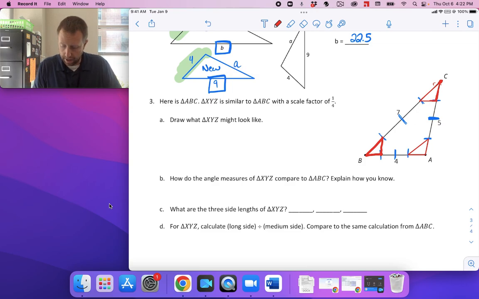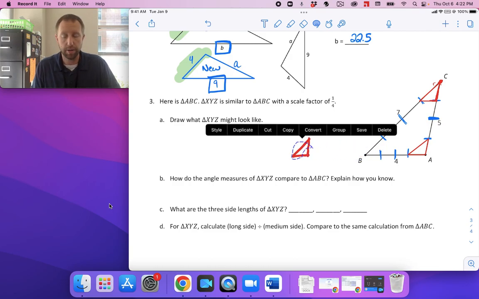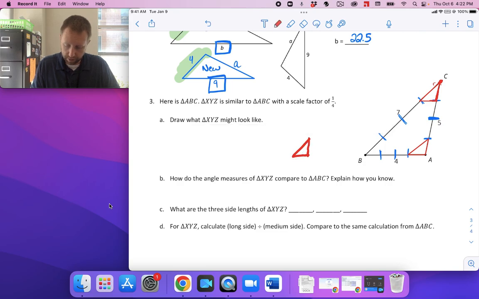Okay, and then you would just draw that off to the side. Oh, actually, I think, you know what? I think I can. Yes, take it off to the side. So there we go. There's triangle XYZ. So X, Y, Z.